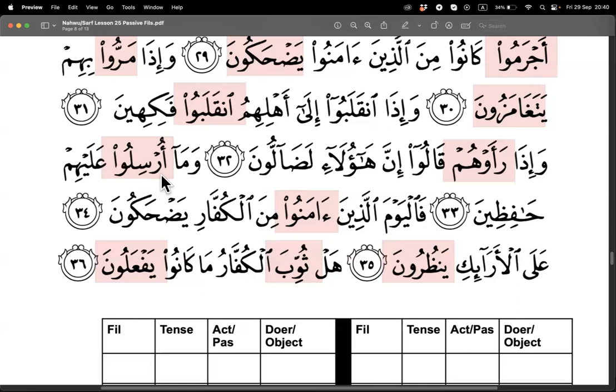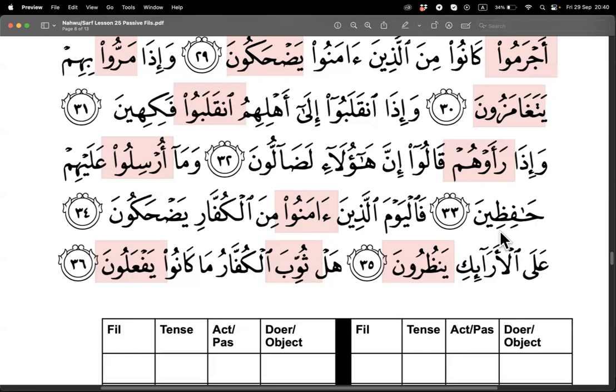Ursilu. This one, ursilu, fi'il madi, the pattern is majhul because of the damma, and then the na'ib fa'il will be hum. Good. Alaihim. Alaihim, jar wa majrur. Good. Hafidhina.